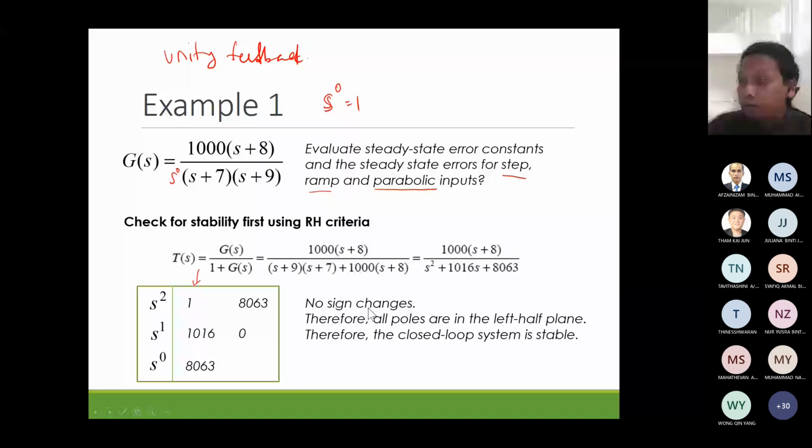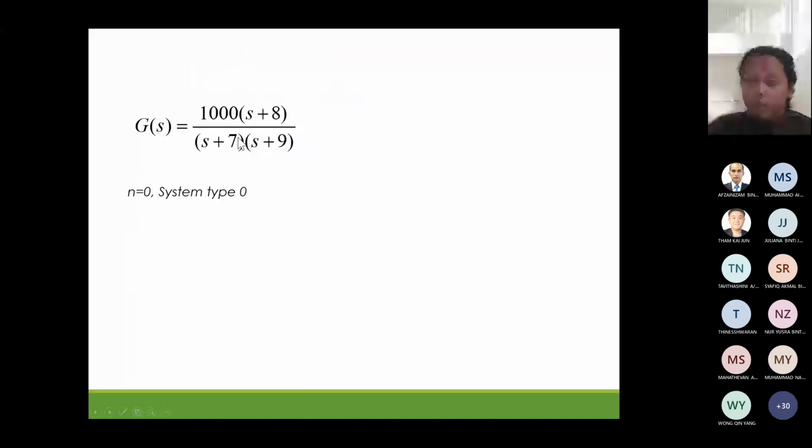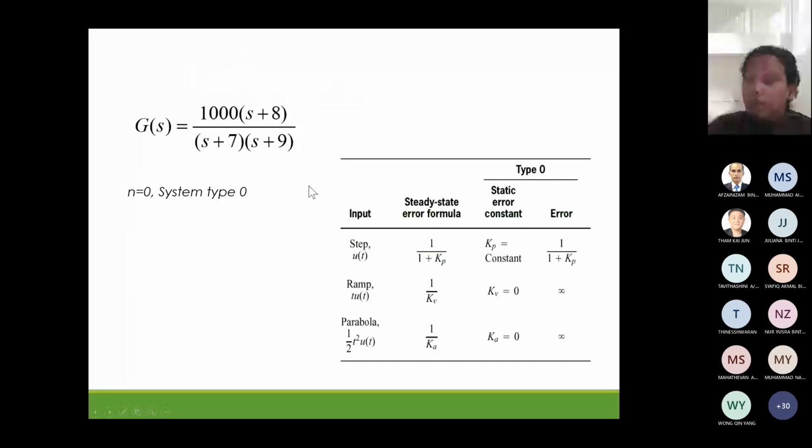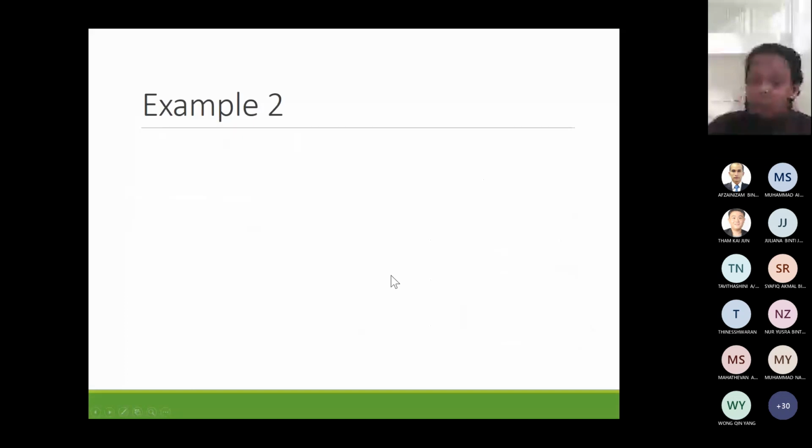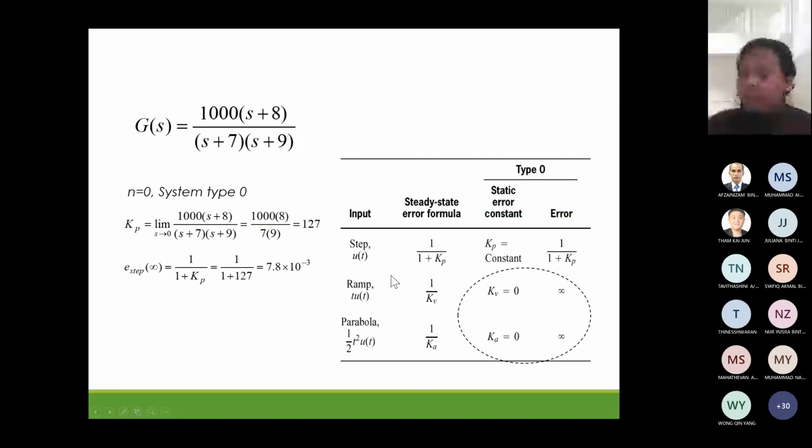So we know that the system is stable, then we can determine the type of the system. So it's a type 0. And then from the table, for type 0, we know that you can calculate Kp. So it's 1 to 7 equals 1 to 7. And then the steady state error for step input is 7.8 times 10 power of minus 3. And then for the other inputs, Kv and Ka equal 0. So the error is infinity. Okay, so that's it. Okay, simple.